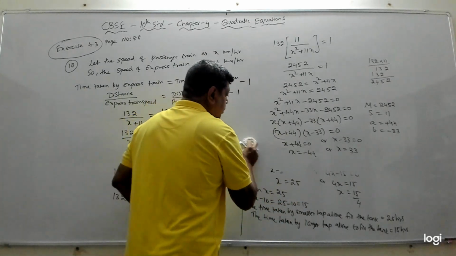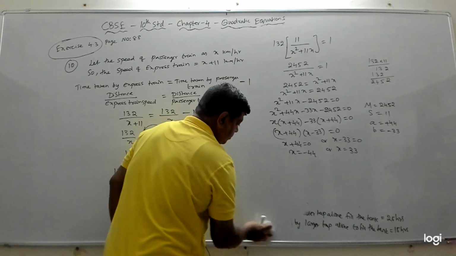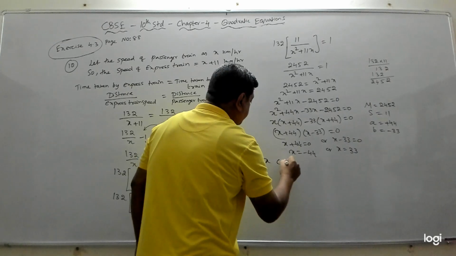But x cannot be negative because x is the speed of the passenger train. So speed cannot be negative. So we'll say x cannot be negative because speed can't be negative.